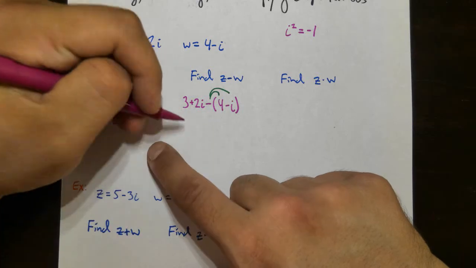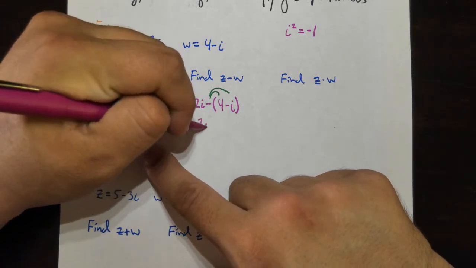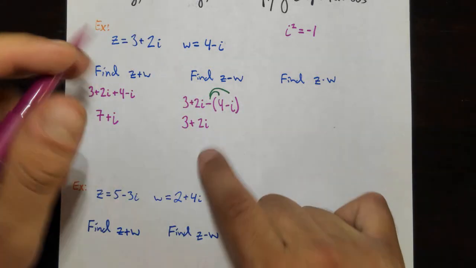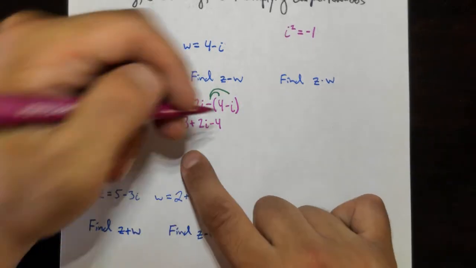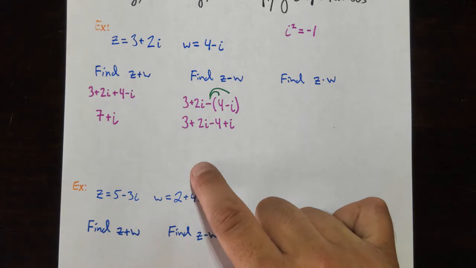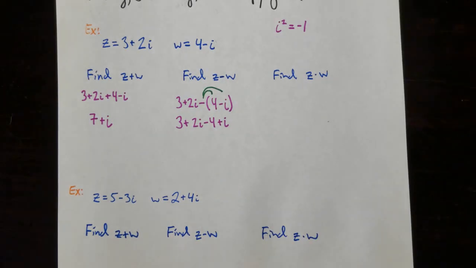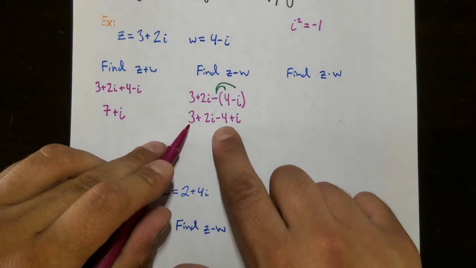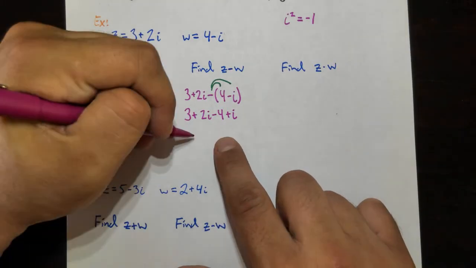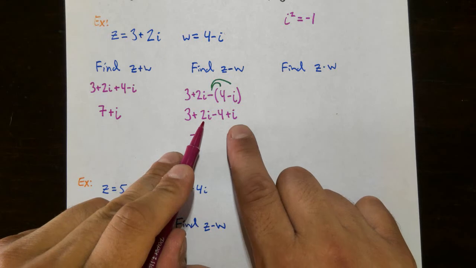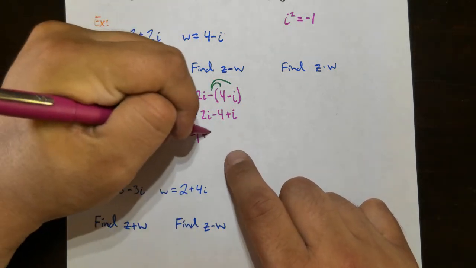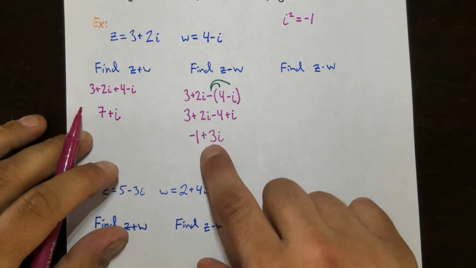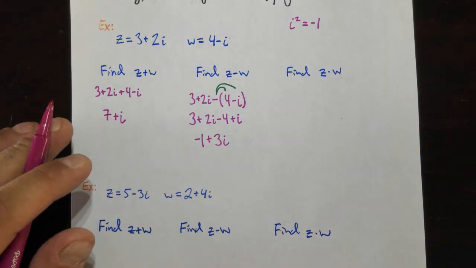And then we'll combine like terms. So let's rewrite it: 3 plus 2i. Negative times 4 is negative 4. Negative times negative i is positive i. And that did the subtraction for us, so now we can combine like terms. So we have 3 minus 4 now, and that's going to be negative 1. And then 2i plus i is going to be plus 3i. And that is the difference of z and w.